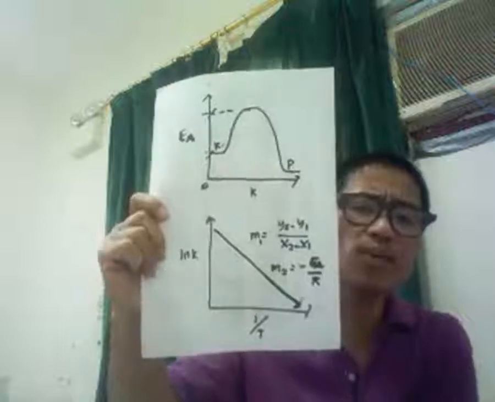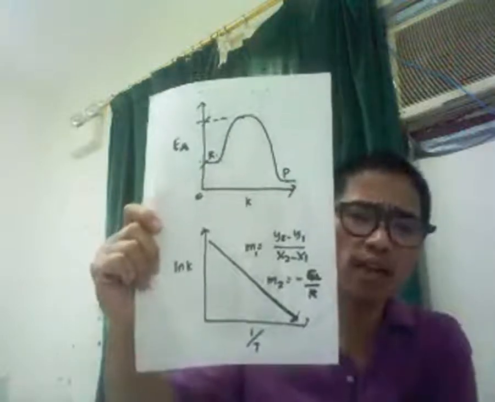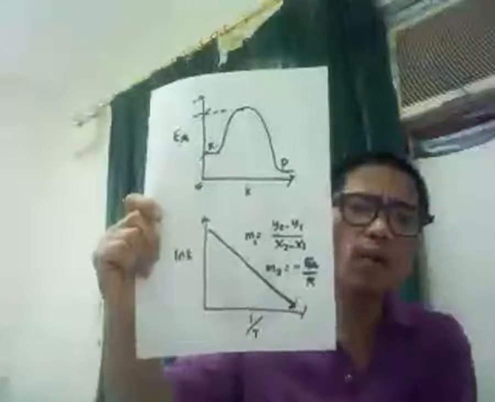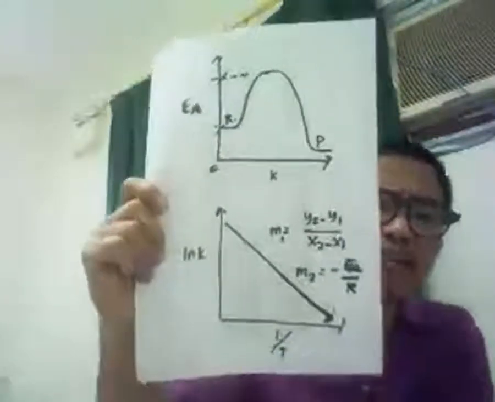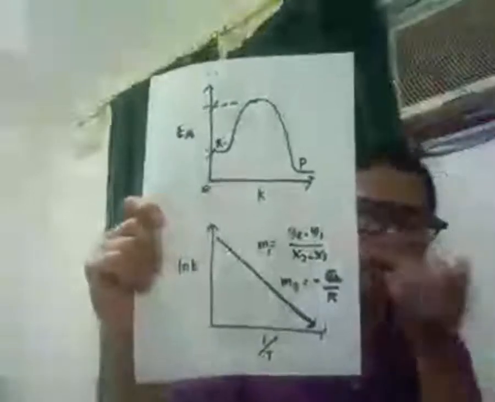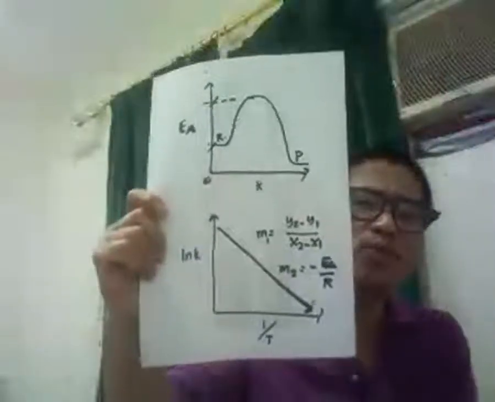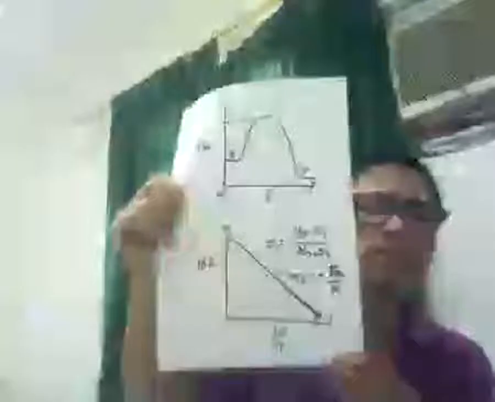Delta x is equal to x2 minus x1. And our slope 1 is equal to y2 minus y1 over x2 minus x1. Our M2 will be negative Ea over R. Okay, now equate M1 and M2.